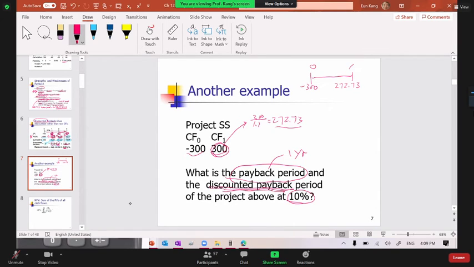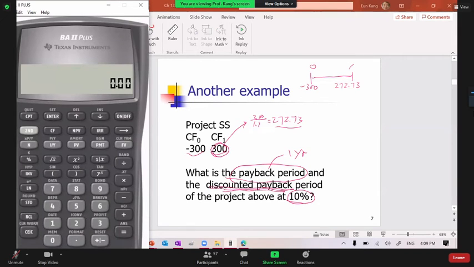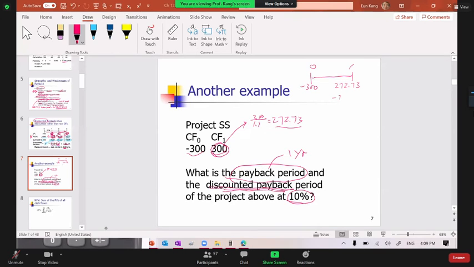So, as I said, you need one more step. You change this 300 into present value. So 300 over 1.1 is 272.73. Then the discounted payback period is 1.1? No, good try. Let's do it this way. Minus 300, plus 272.73, so we have minus 27.27. It's negative. So 1 whole year plus, and when we see the next year, what is in the next year?